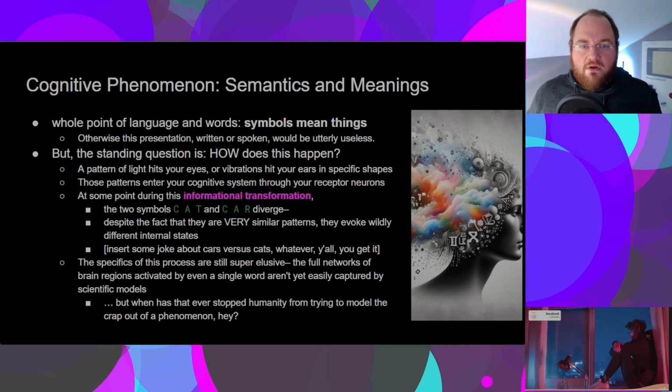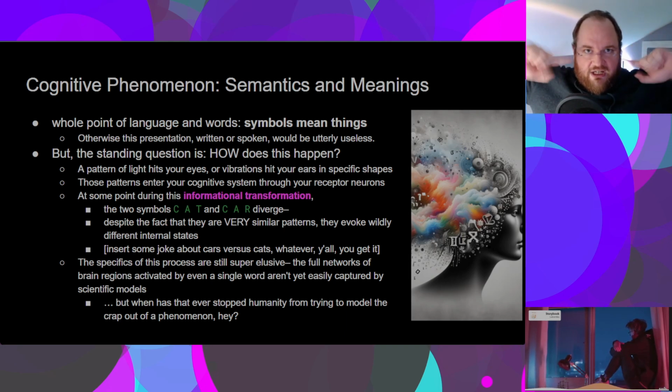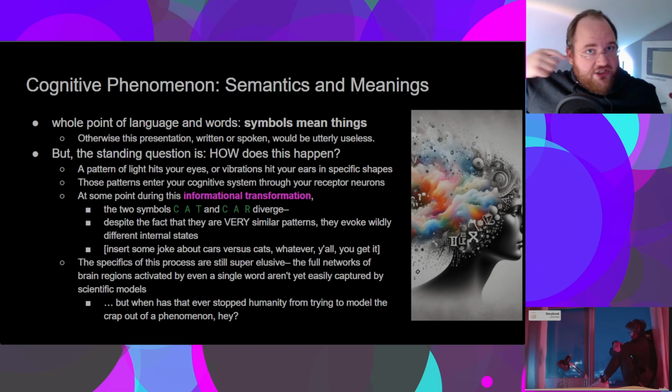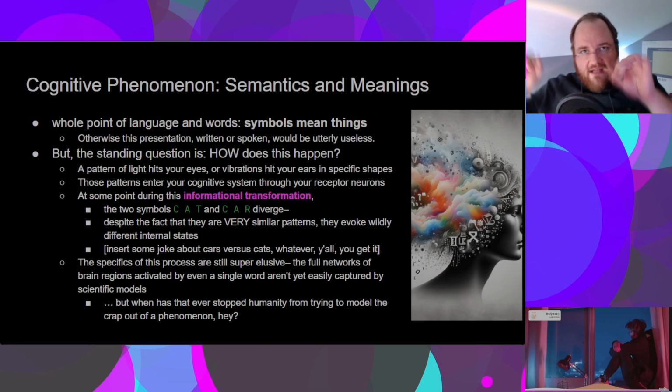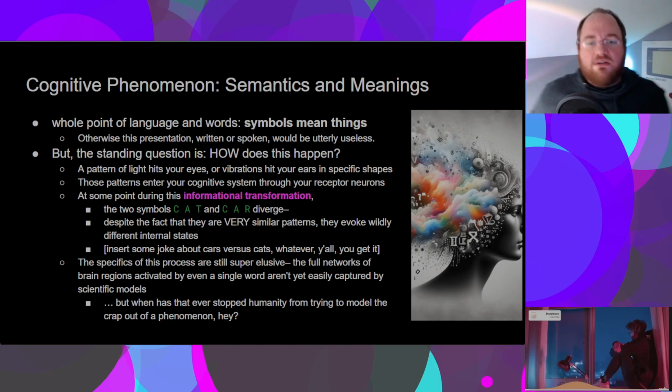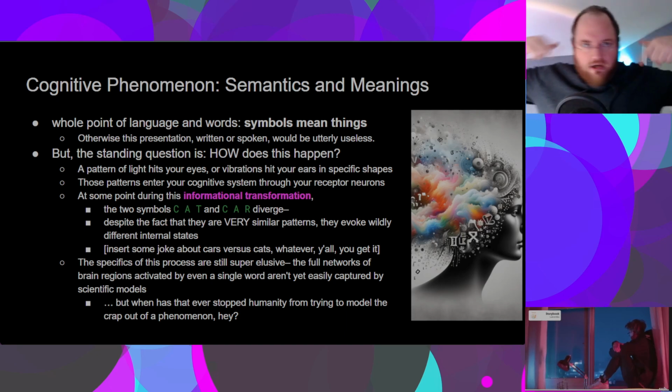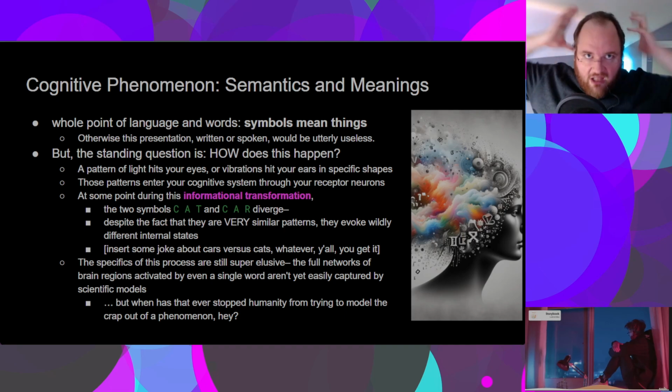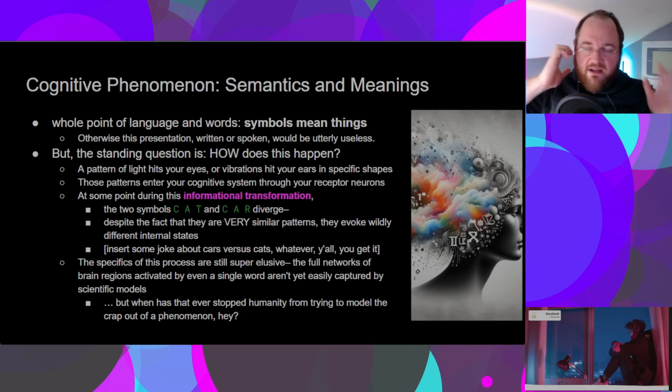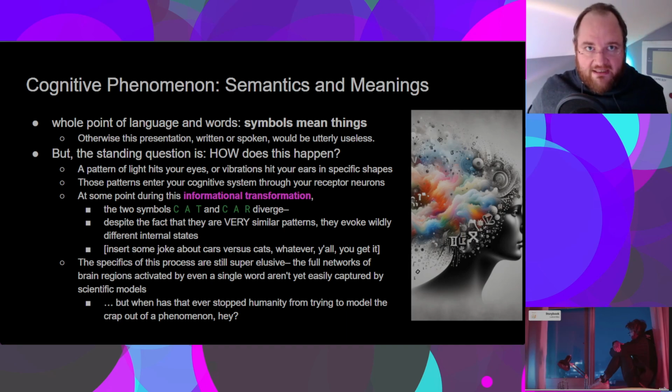So those patterns get into your cognitive system through your receptor neurons. Go take a neurobio course if you want to learn more about that. It's pretty wild. But the idea is something on the surface changes, something in your retina changes, something in your inner ear changes, and it's able to convert that into neurological signals. So now those signals are in brain space. They are in a neurological pattern, right? They are transmitting neurologically.